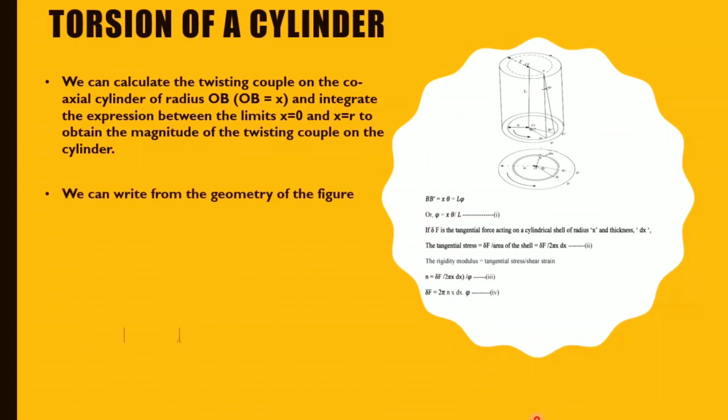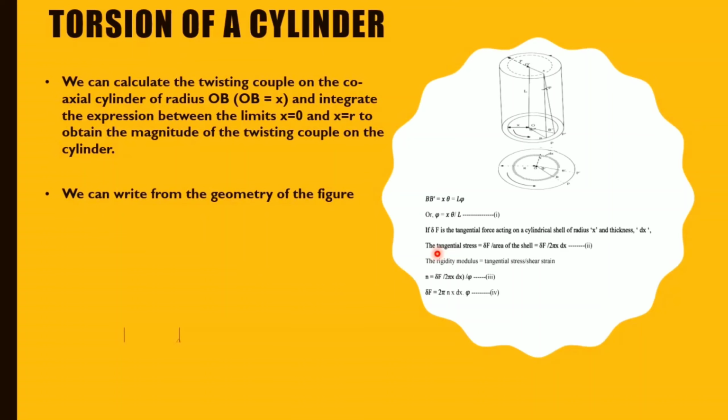Now we can write from the geometry of the figure that BB dash is equal to x theta. So where is BB dash? This is BB dash, and x into theta is equal to L into psi. So psi will be equal to x theta by L, which is our equation 1. And we need to know that delta F is the tangential force which is acting on the cylindrical shell of radius x, and this is of thickness dx.